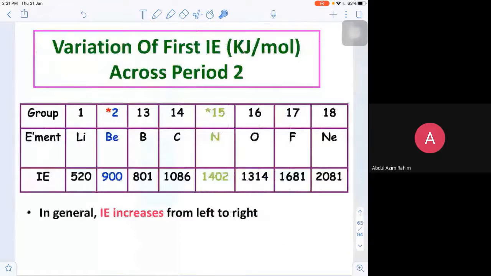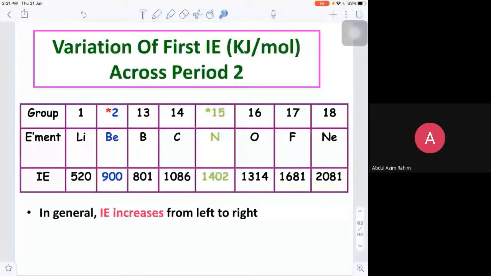Or if we look at the figures, lithium 500. It increases to 900, 800, 1000, 1300, 1600, 2000. Generally it follows the general trend, increases across the period. However, here we observe that it's supposed to be beryllium has a lower first ionization energy than boron because boron is smaller in size. So we know that the smaller the size, the stronger the attraction, the more energy required to remove the electron, right? However, we have to be able to explain why, even though the size of beryllium is bigger than boron, it has a higher first IE.